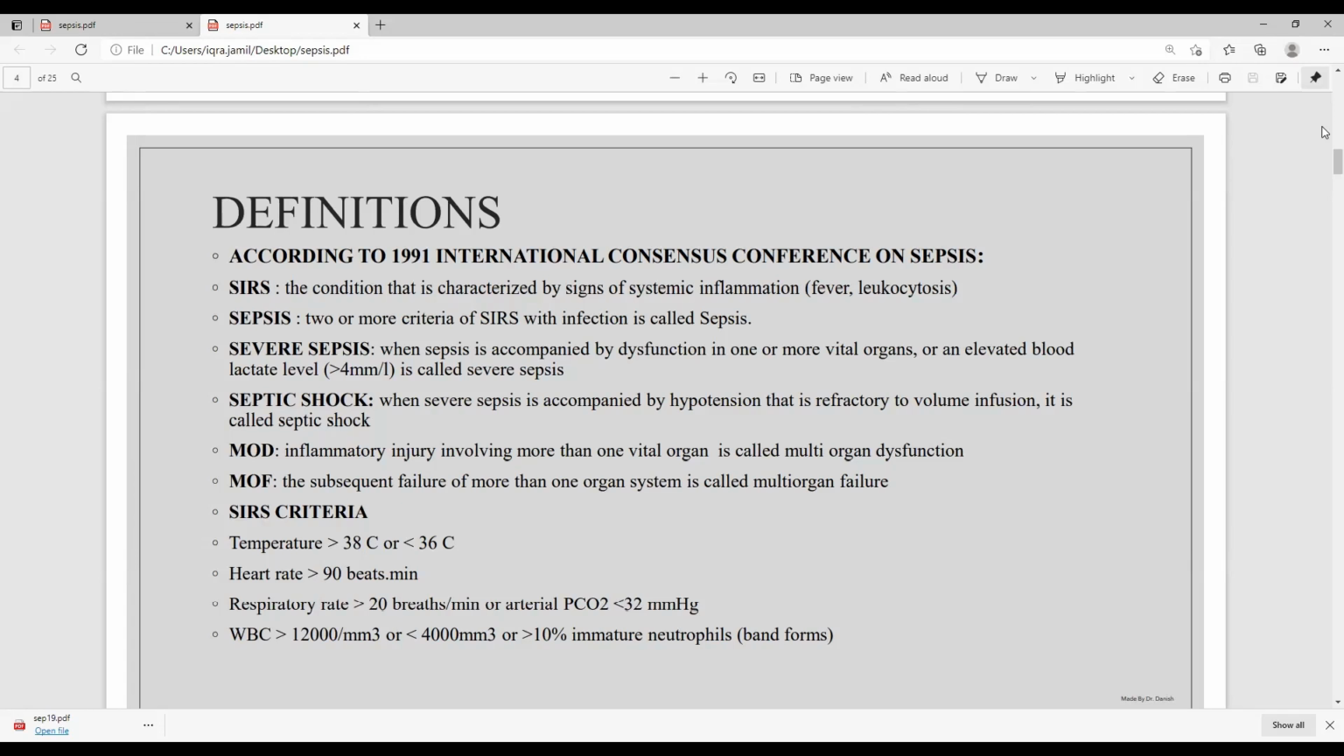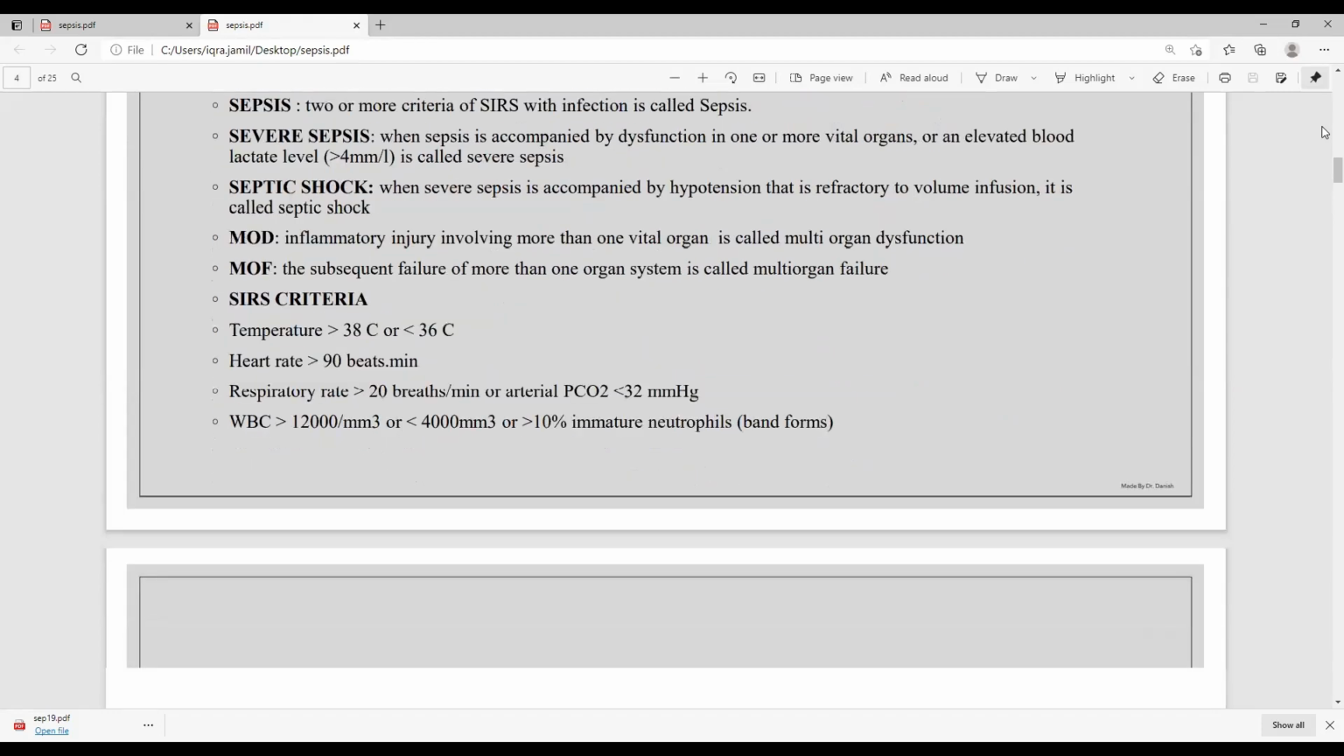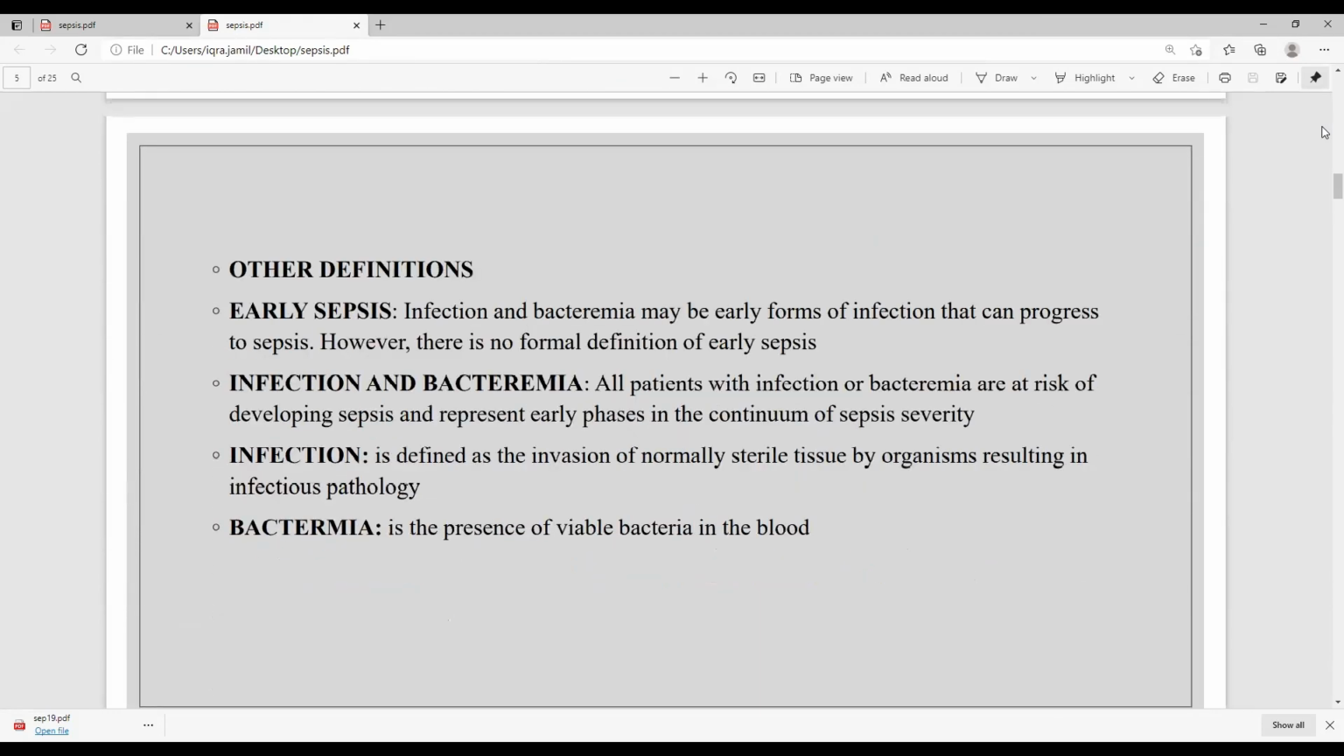This definition is according to 1991, but these definitions were changed in 2016. Another international conference was held in 2001, and they continued the same definition with a few small changes as well. The new definition of sepsis was published by the Surviving Sepsis Campaign, the Society of Critical Care Medicine of America, and the European Society of Intensive Care Medicine in 2016.